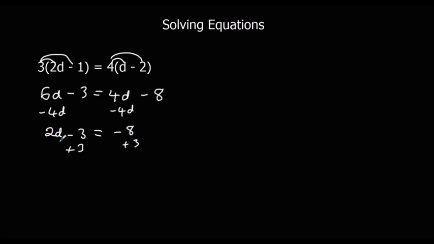So 2d left over here, minus 8 plus 3, that's minus 5, and negative 5. And so 2d is negative 5. We need to half both sides of the equation. That'll get us d by itself. And here we've got minus 5 over 2, or we could write that as minus 2.5. Either of those are fine. They're the correct answer.